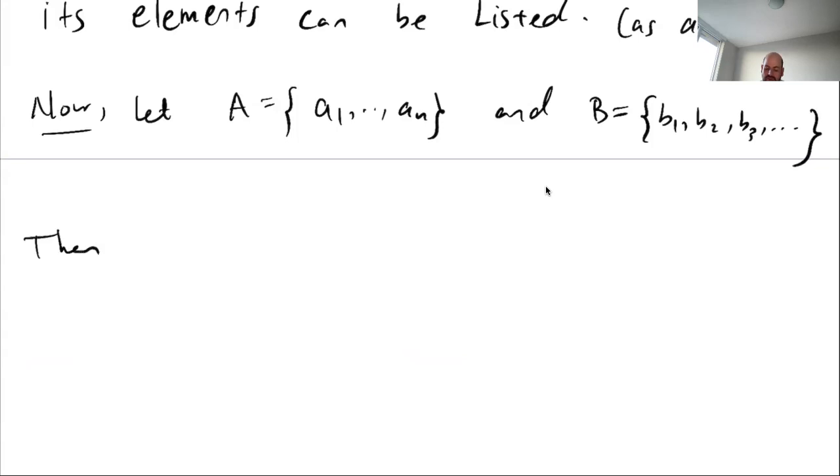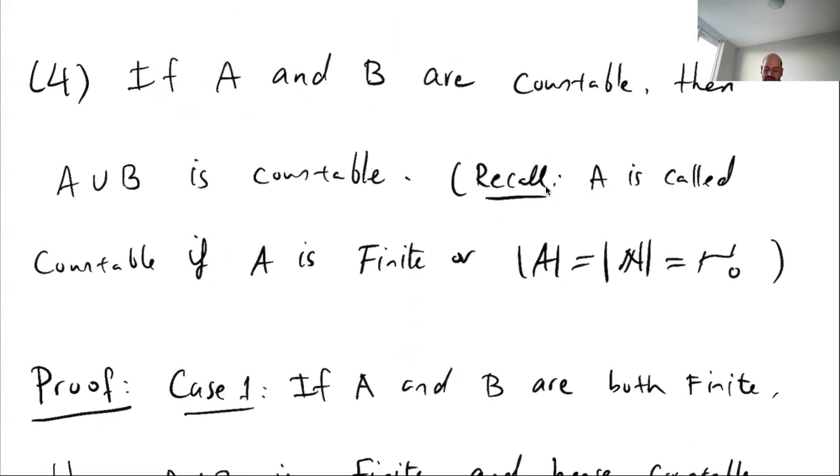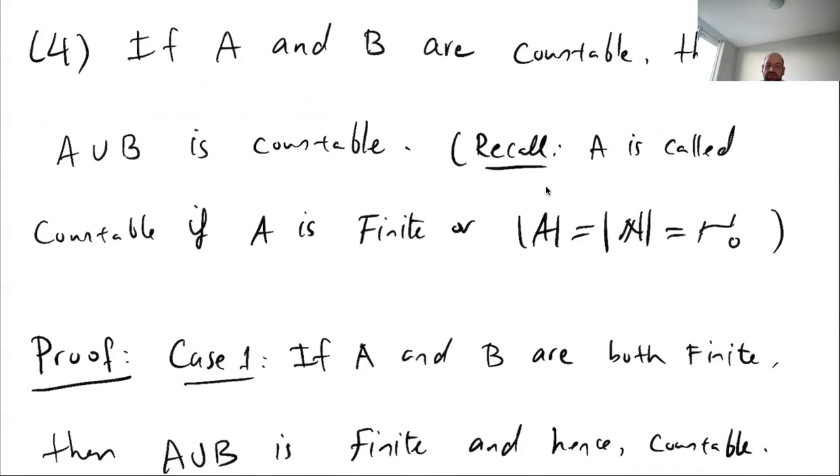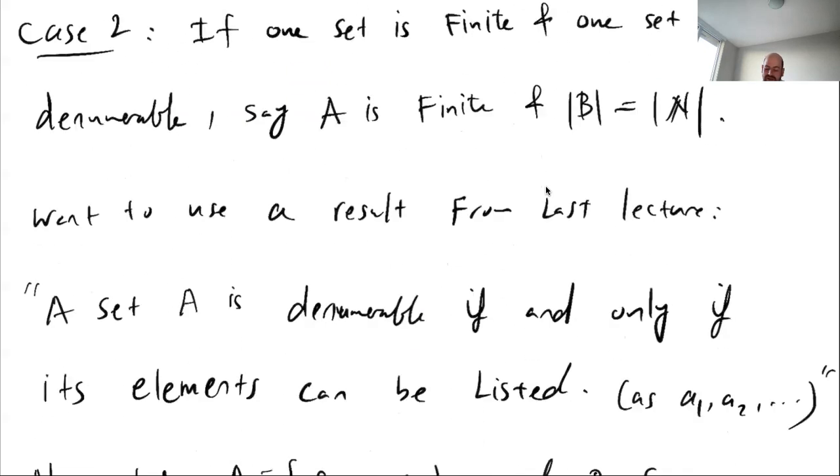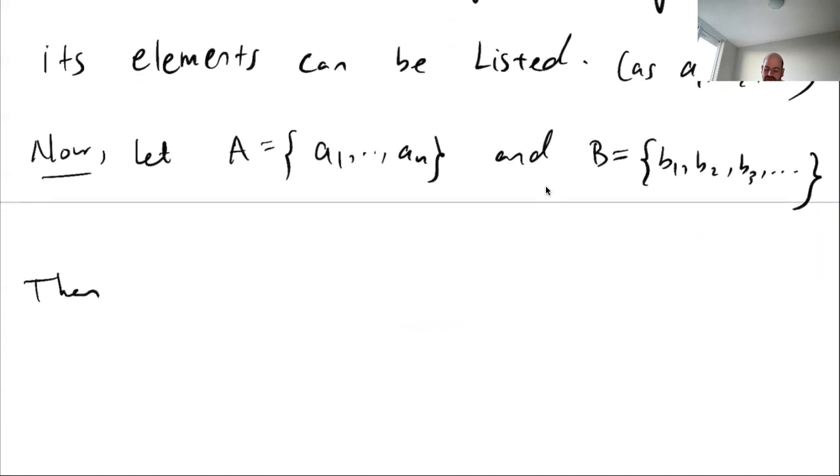Now, what is my goal? My goal is to show that A union B is also countable. If I can list the elements of A union B, then that means A union B is denumerable and therefore countable. How can I list the elements of A union B? Listing means, tell me which one is the first element, which one is the second element, which one is third element, and so on.